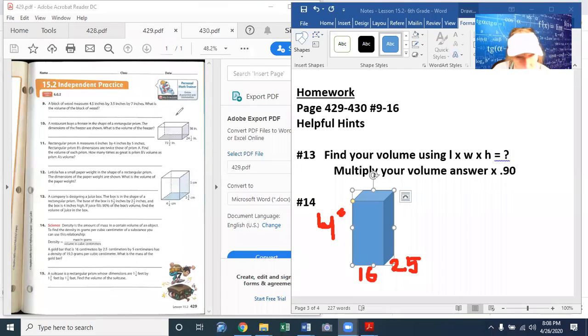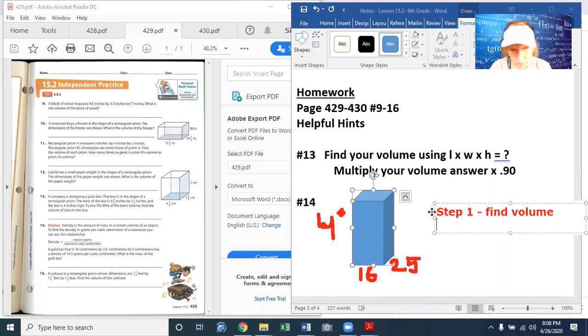And then we have to do 2 things. We have to do step 1. Step 1 is to find the volume. Find volume. How do you do that? Length times width times height, right? And then step 2 in this case is we have to use that formula they gave us, mass in grams divided by volume in cubic centimeters.